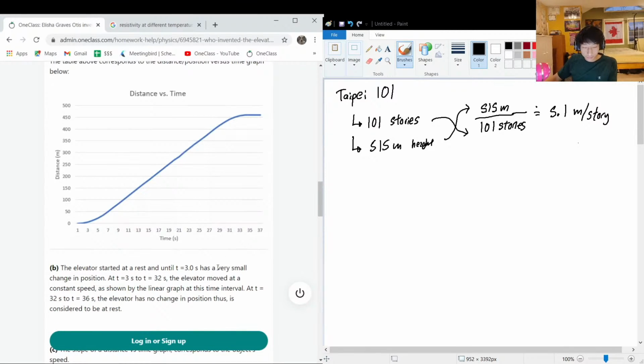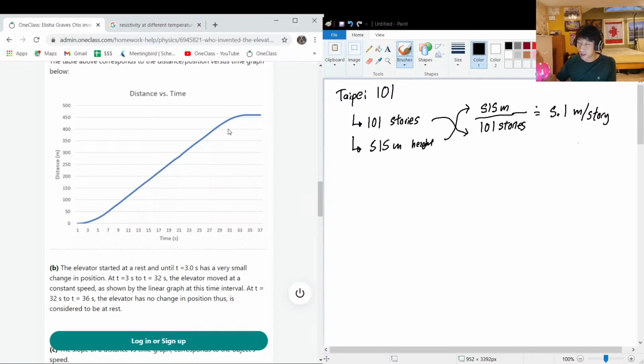Okay, so yeah, in terms of the description that we have here, they're pretty much describing the same thing. The elevator moves at a pretty much constant speed, and maybe around 30 seconds or so, maybe just before then, it starts to slow down, probably as it's reaching its final destination.